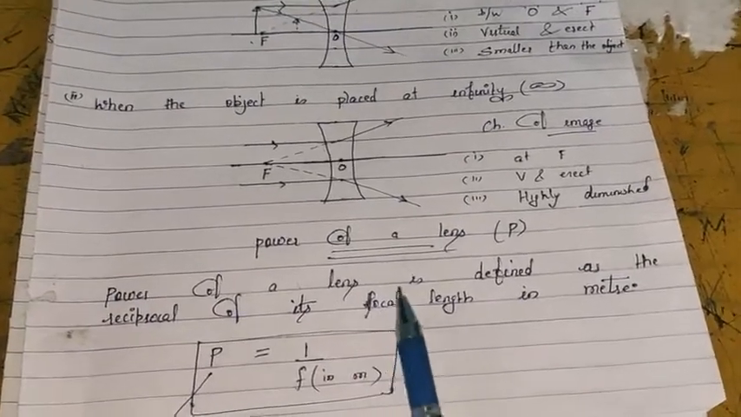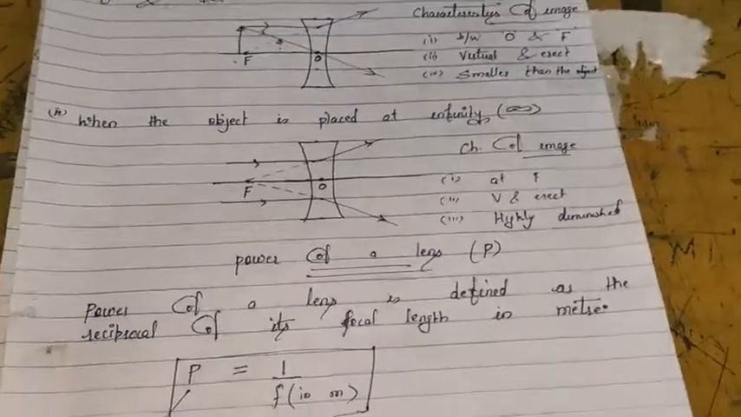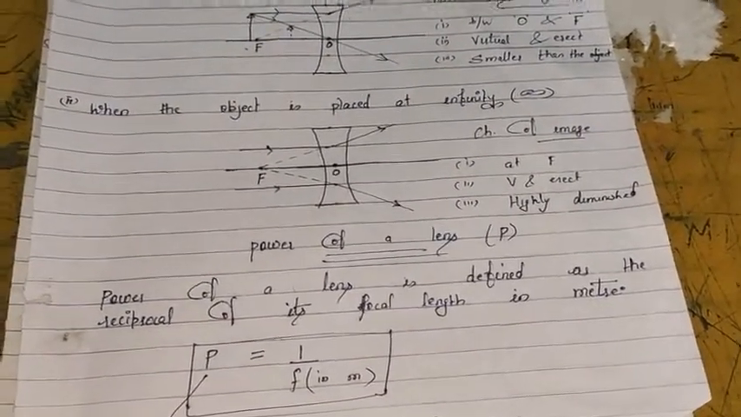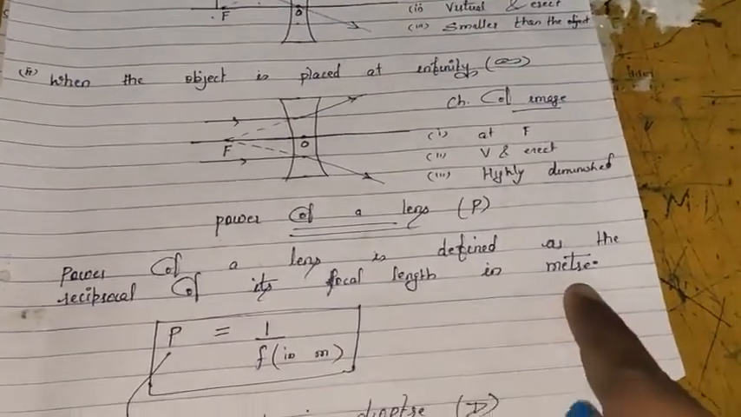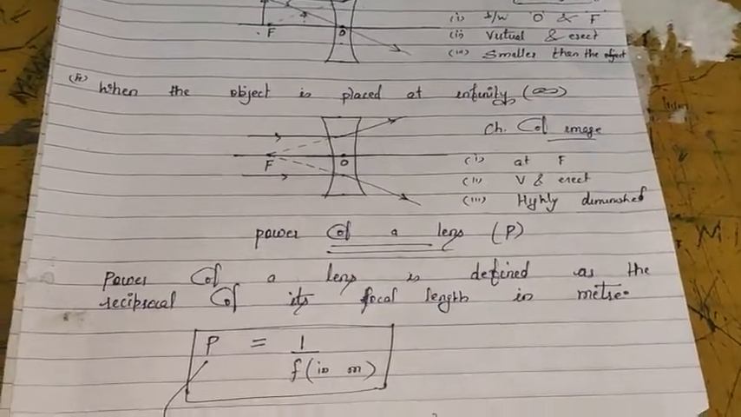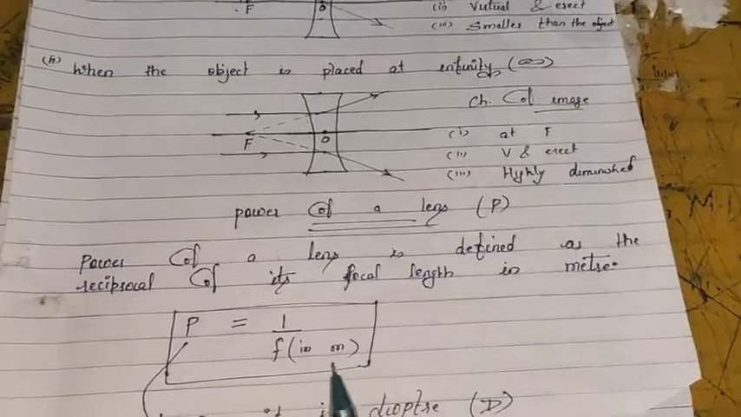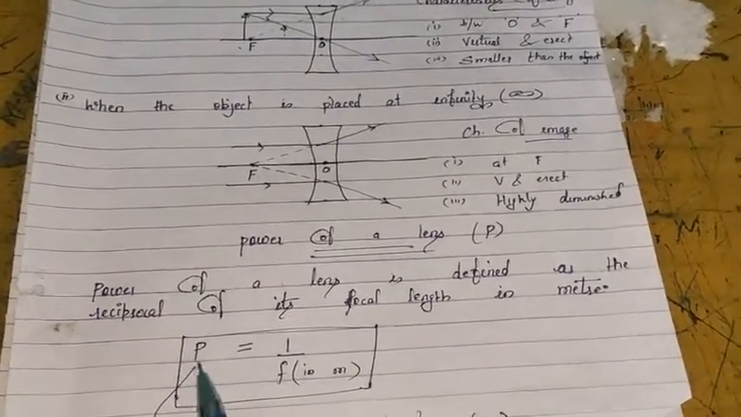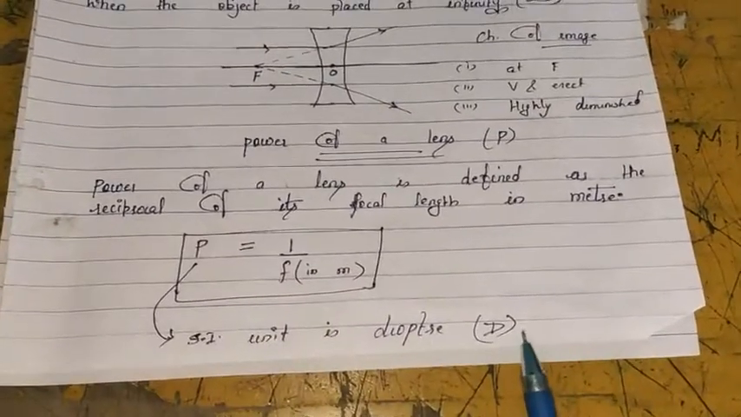Power of a lens is nothing but the reciprocal of its focal length in meter. Means if we are given the focal length of a particular lens in meter, then reciprocal of that focal length will give the power of the lens. That is P is equal to 1 by F, provided F should be in meter. The SI unit of this power of lens is diopter, which is denoted by capital D.